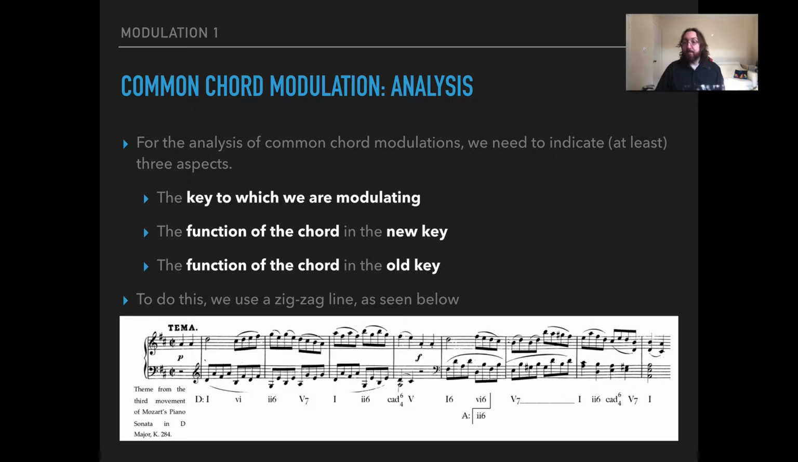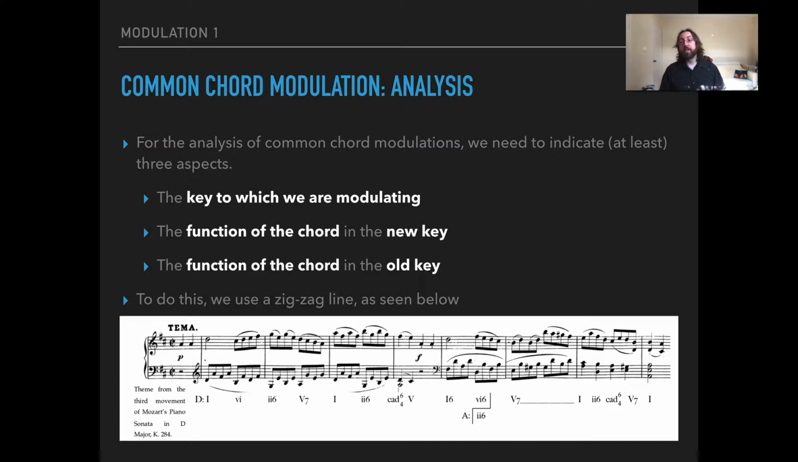Now, by the end of the passage, I believe that we can hear that we have moved to A major. We have a perfect authentic cadence in our new key. So we can now figure out, well, if we're moving to A major, then there needs to be a modulation indicated at some point along the way.